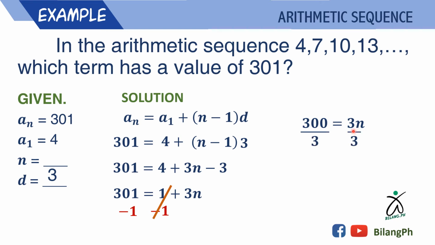So we have to divide both sides by 3 para mawala to. So 300 divided by 3 is 100. Ibig sabihin, pang 100 ang 301. Imagine, kung nag-add ka isa-isa, magbibilang ka hanggang 100 term. So the final answer is 100.